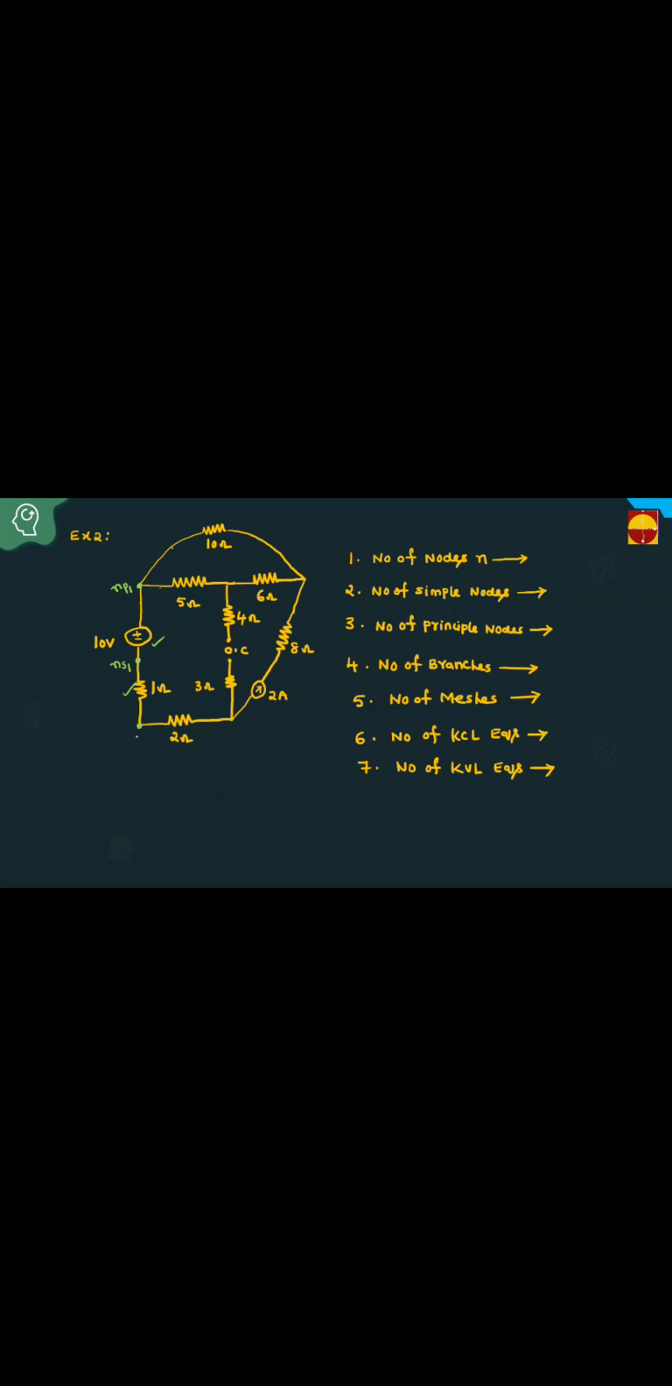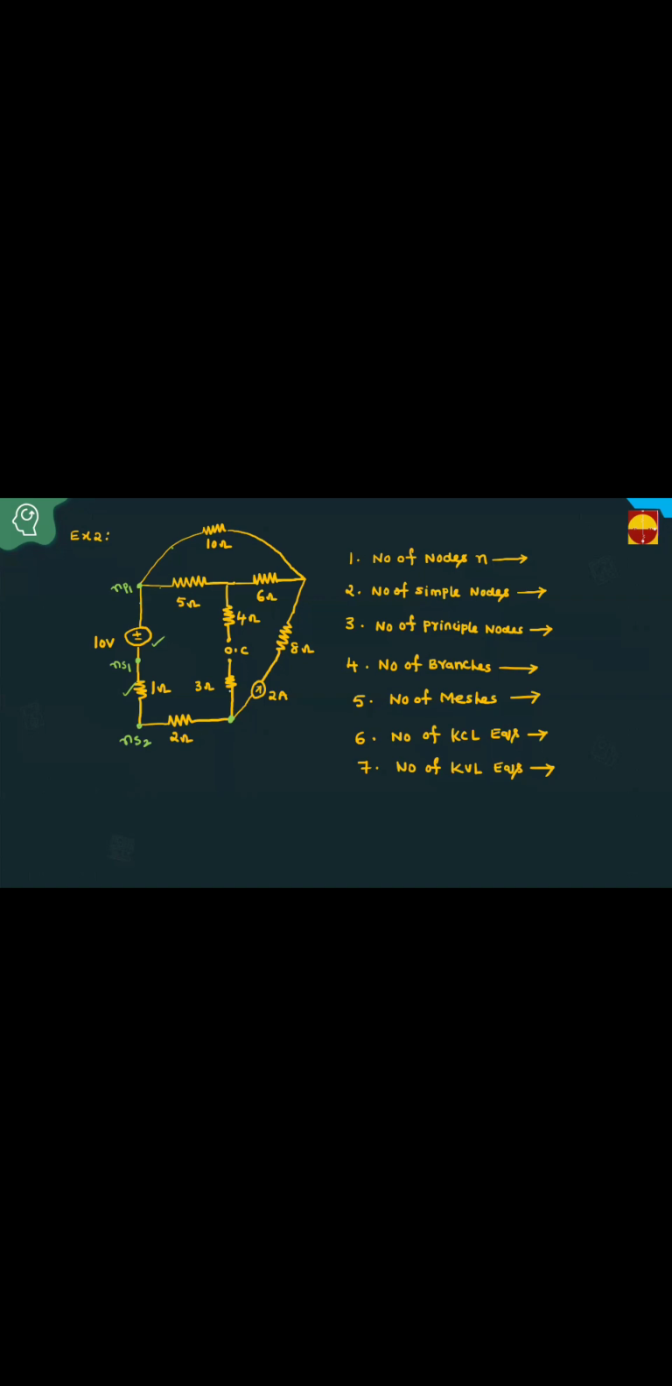Here also two branches are connected. Now this is also one simple node. Here three branches are connected. Sorry, here how many branches are connected? Can anybody tell? Is it two branches or three branches? Here how many branches are connected? Three branches or two branches?